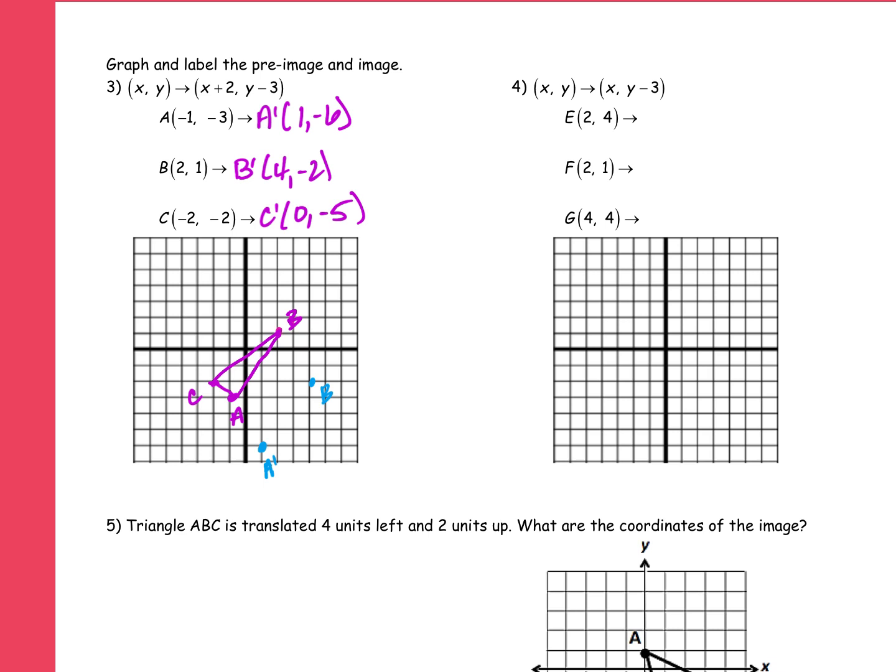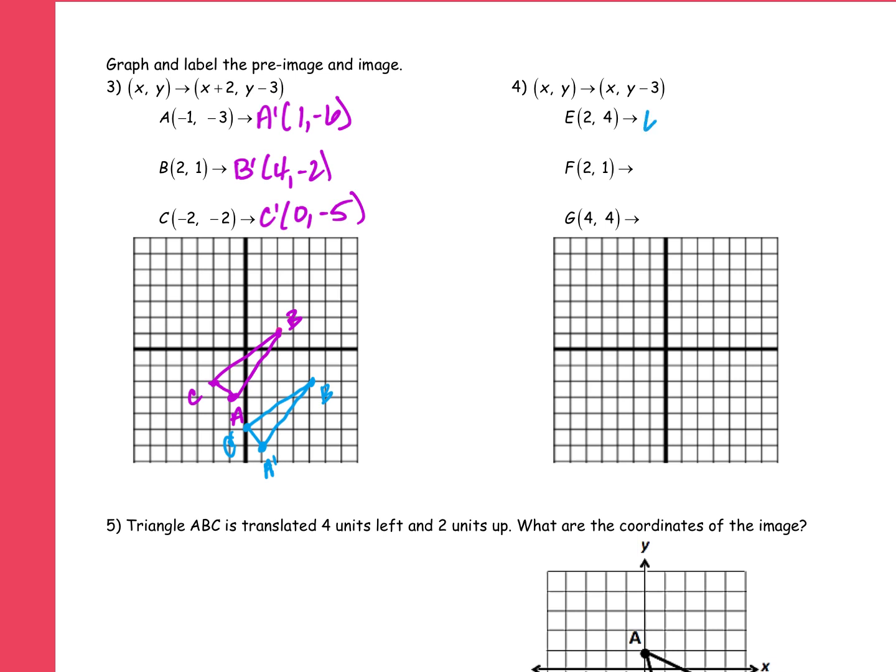There we go. Now it makes sense. There we go. And 0, negative 5 should be here, so that should be C prime. And there we go. Questions? I was like, that did not work visually. Okay. So next one is going to be, here we go.